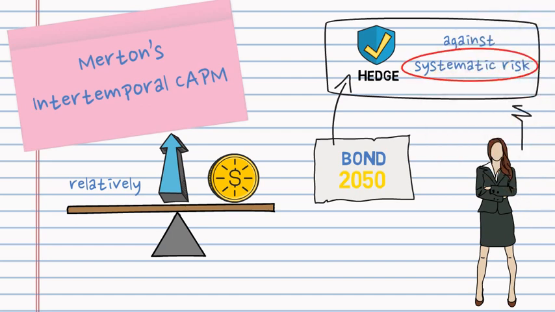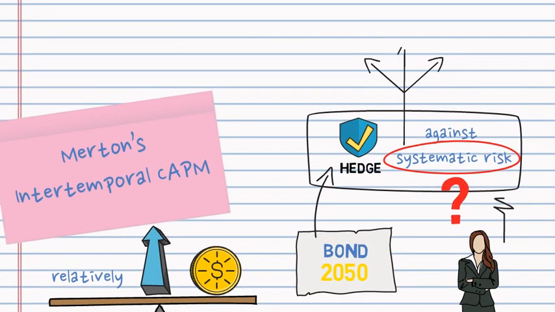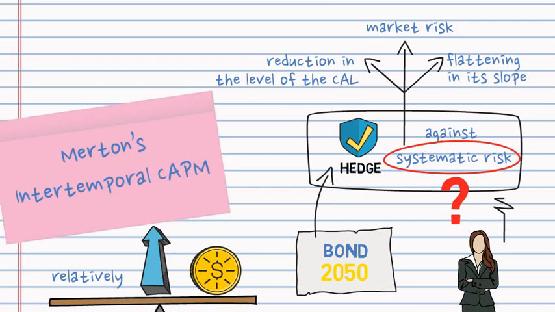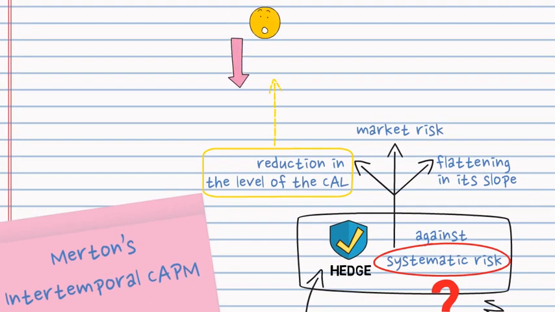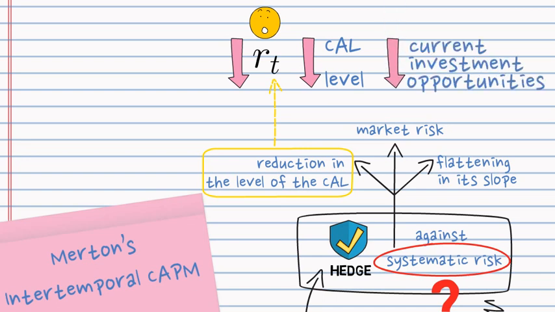But which systematic risk could that be? According to the intertemporal CAPM, that is either a hedge against market risk, or a hedge against a reduction in the level of the capital allocation line, or a hedge against a flattening of the capital allocation line. The most straightforward reason is the second one, the hedge against the reduction in the level of the capital allocation line. That is because a surprise reduction in r_t lowers the level of the capital allocation line, which coincides with a worsening of current investment opportunities.